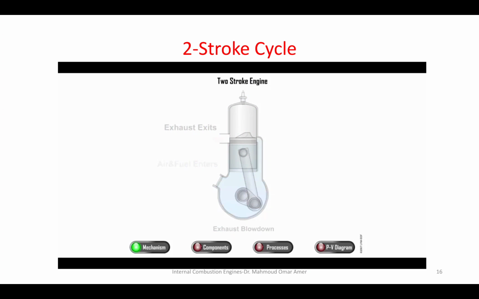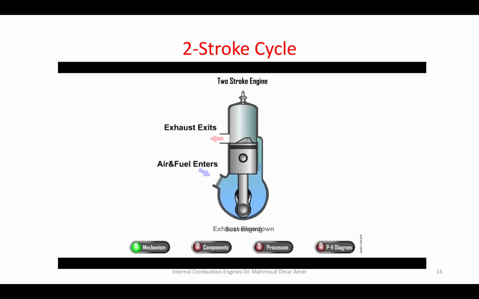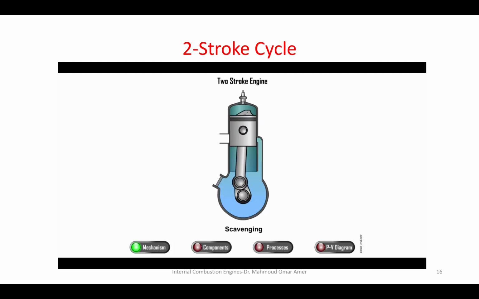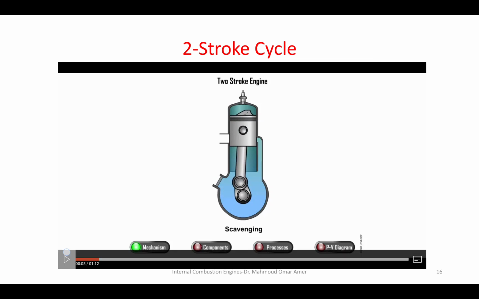Now we need to check the 2-stroke cycle. 2-stroke cycle means that the full cycle happens in how many crank revolutions? 1. 2 strokes. Each stroke is a half crank revolution. So 2 strokes in 1 crank revolution. Okay? Let's see how this happens.